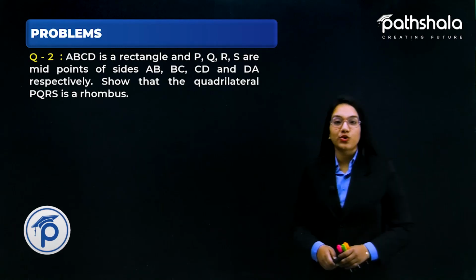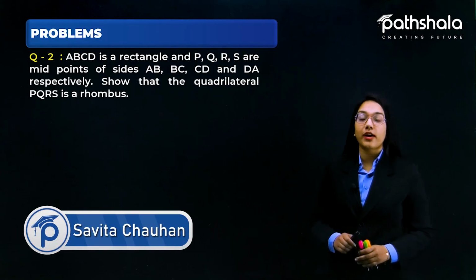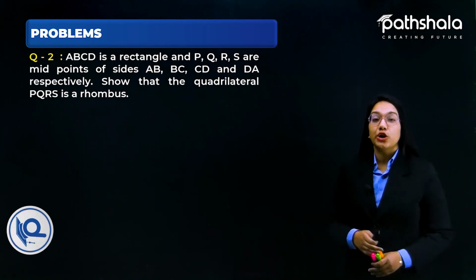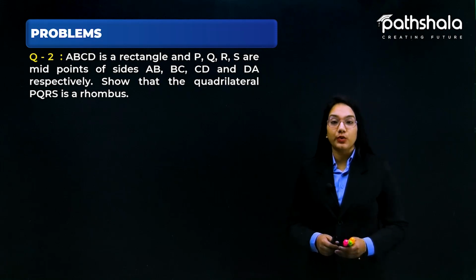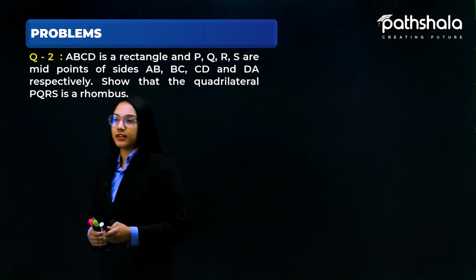Now let's just see the next question. Question number 2 says that ABCD is a rectangle. P, Q, R, S are the midpoints of the sides AB, BC, CD and DA respectively. Show that the quadrilateral PQRS is nothing but a rhombus. So we have to show that it is a rhombus.